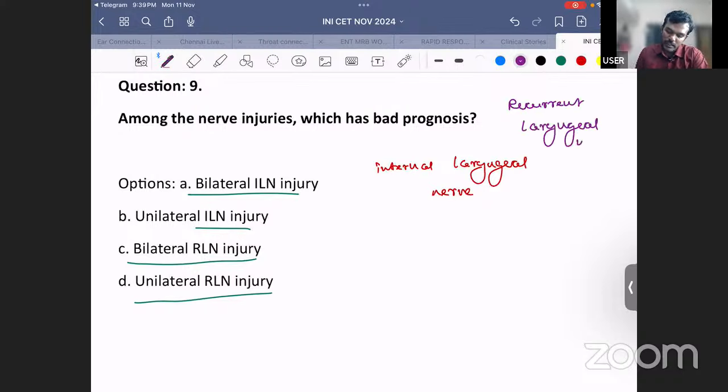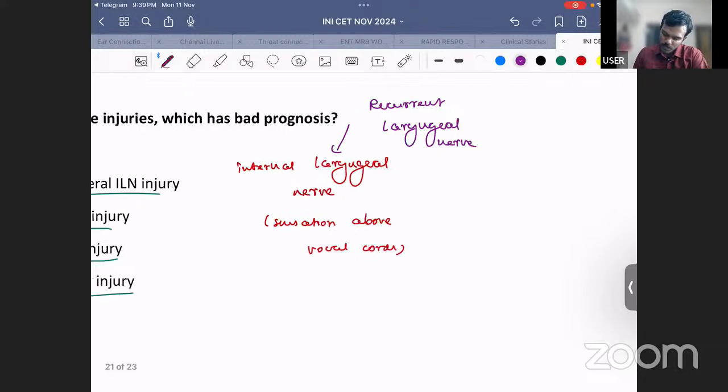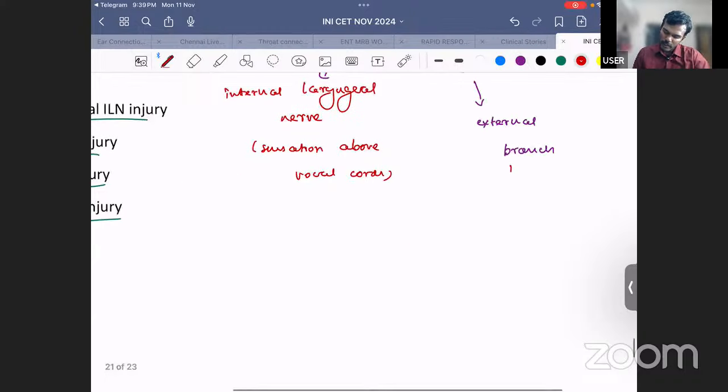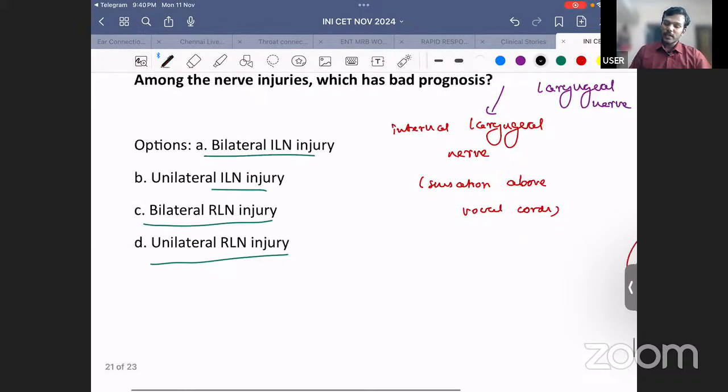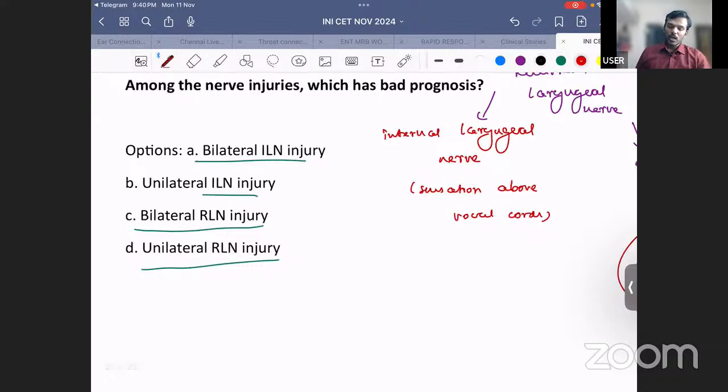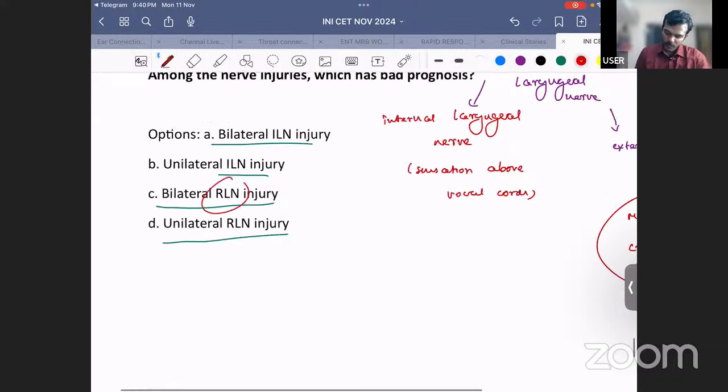The internal laryngeal nerve is for sensation above the level of the vocal cords. Whereas the external branch is for motor supply to the cricothyroid muscle. So that is the abbreviation for ILN. Okay. So RLN is recurrent laryngeal nerve palsy.